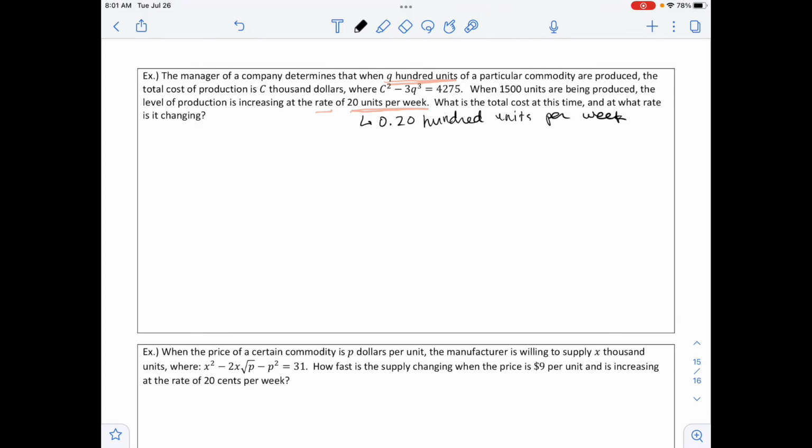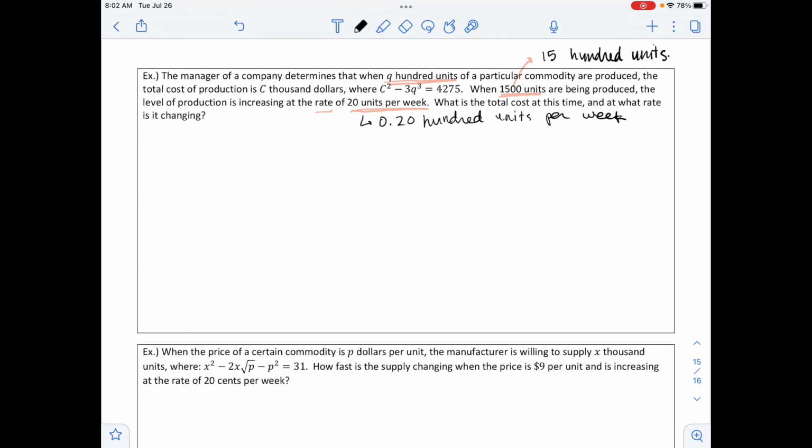And likewise it does say when 1,500 units are being produced. Again, since we're dealing with Q hundred units, this is the same as just 15 hundred units. So making sure those units match up.